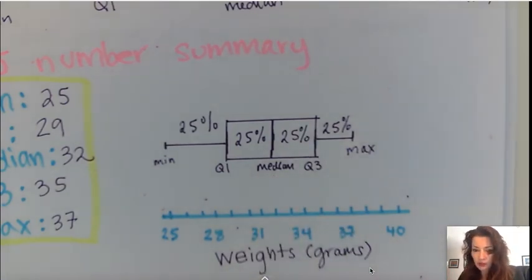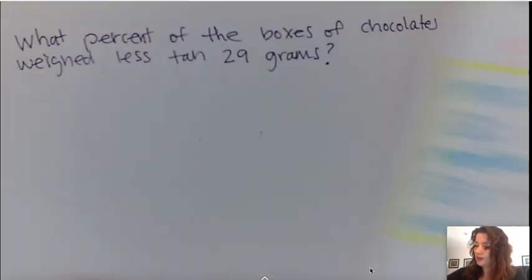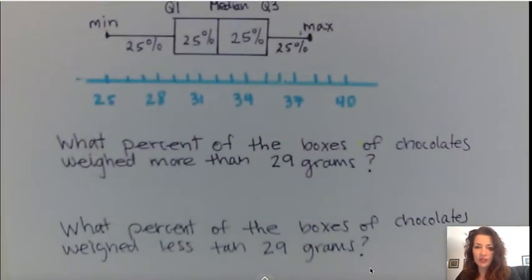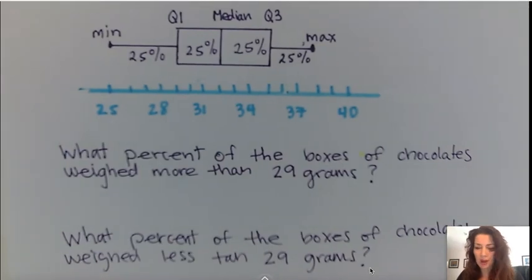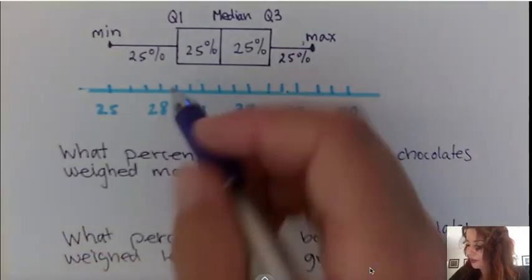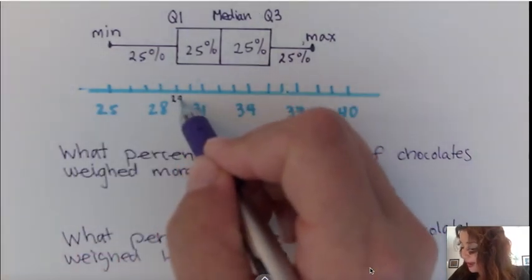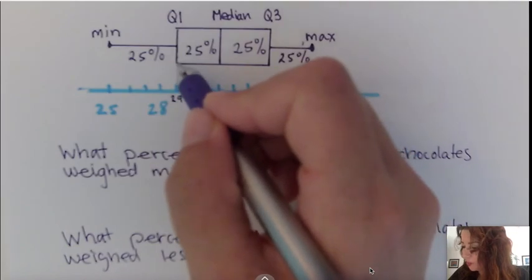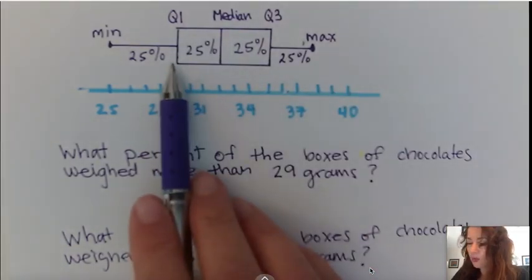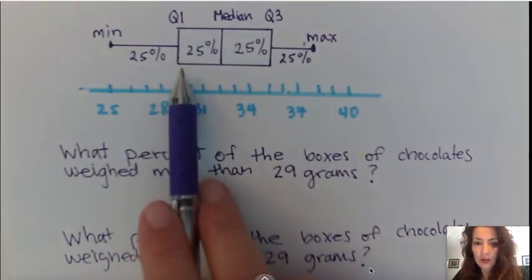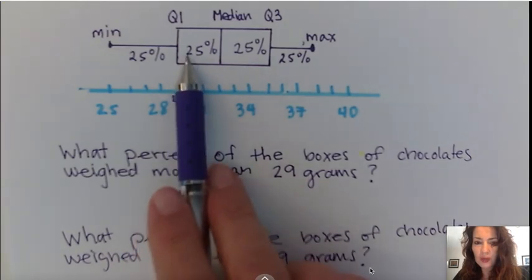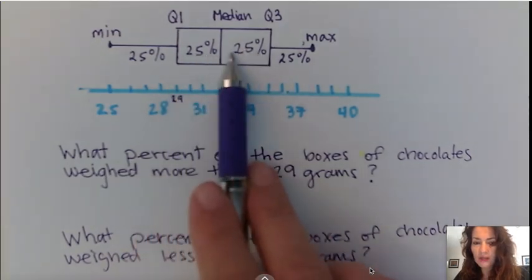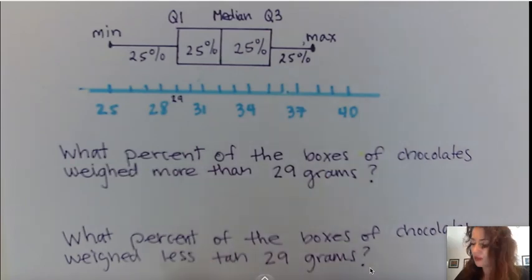So how do we interpret this? Well, let's say we had a question such as, what percent of the boxes of chocolates weighed more than 29 grams? Well, you would look on the graph. 29 is right here, which actually happens to be our Q1. So what percent of the boxes weigh more than 29? Well, it would just be all of these numbers added together, so 75%.